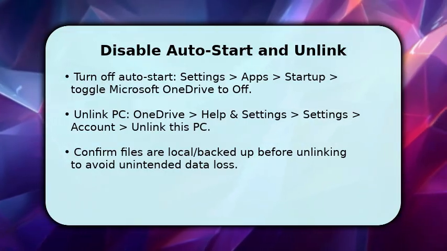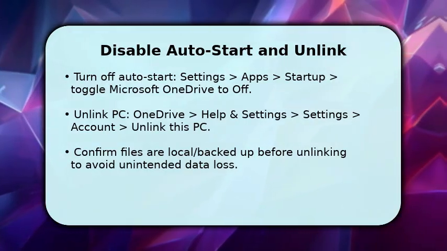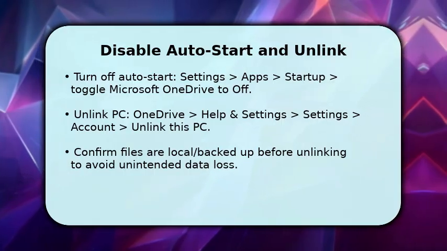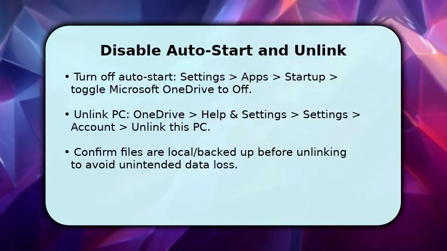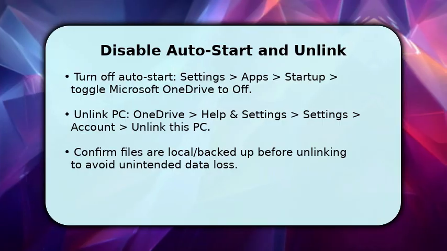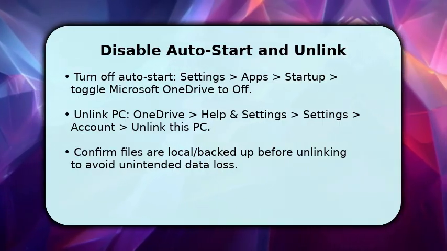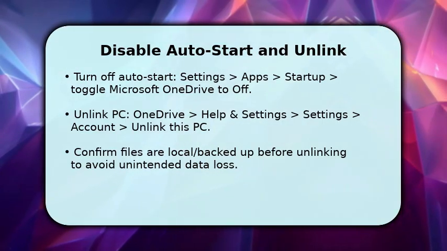Go to Settings, App Startup and toggle Microsoft OneDrive to off. This prevents future background starts. Then open OneDrive, go to Help and Settings, open Settings, and under Account choose Unlink this PC. The app will stop connecting your files to the cloud.